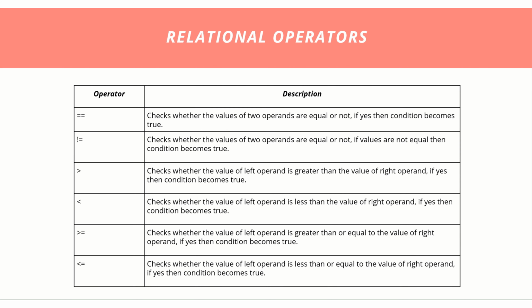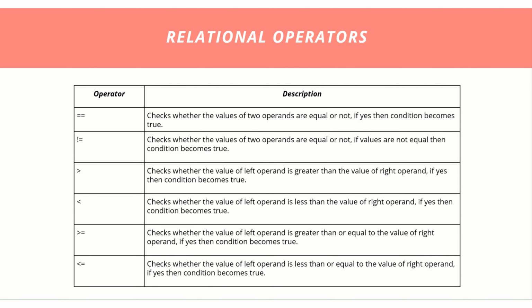Third, which is greater than, checks whether the value of the left operand is greater than the value of the right operand, and if yes, then the condition becomes true. Next is smaller than, which checks whether the value of the left operand is less than the value of the right operand. If yes, then the condition becomes true. Next is greater than equal to, which checks whether the value of the left operand is greater than or equal to the value of the right operand. If yes, then the condition becomes true.